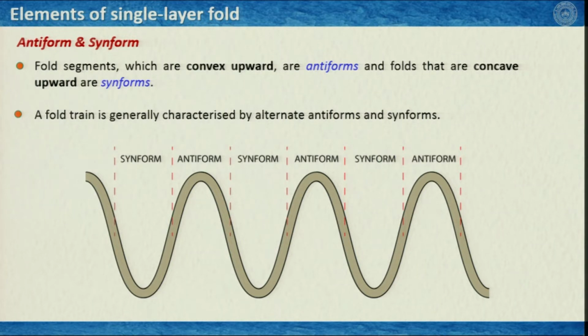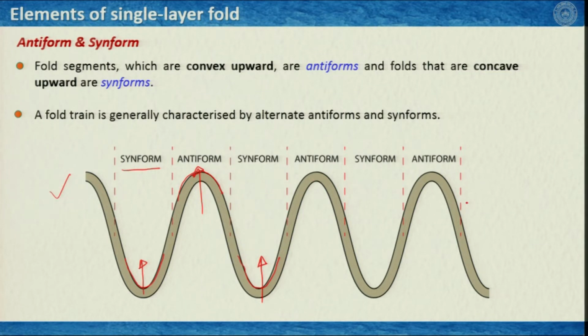As you can see in this illustration, this is a concave side and this concavity is upward. So, as per definition, this is a synform. Here this is convex and the convexity is upward, this is an antiform. Here again this is concave, concavity is upward, this is a synform, and so on.